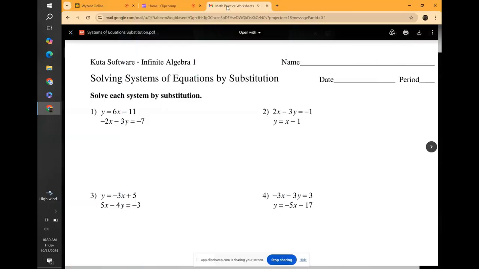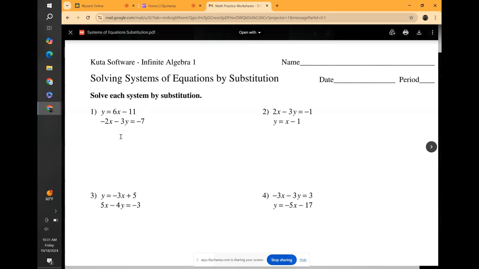Okay, Jacob, we are going to look at the solving systems of equations by substitution worksheet. I'm going to go over a couple of these examples so that you can go over them and help guide you along with the other ones on this worksheet. First one I'm going to go over is number one.